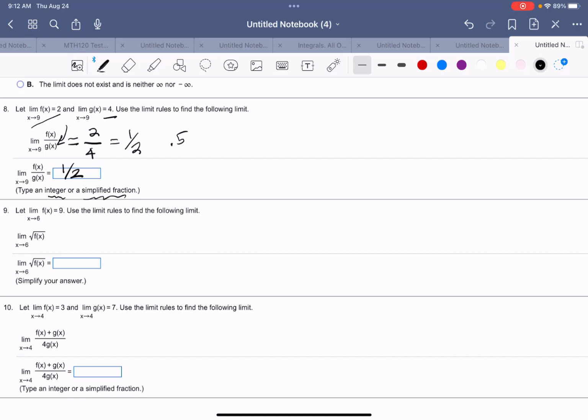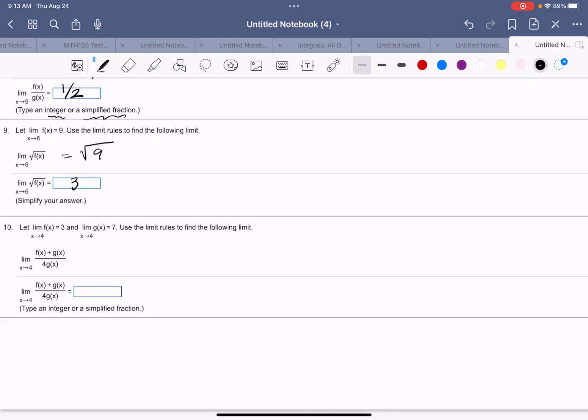Number 9, let the limit as x goes to 6 of f of x equal 9. Use the limit rules to find the following limit. The limit as x approaches 6 of the square root of f of x. So we know that this is going to be the square root of 9, which is going to be 3. So again, we can just substitute that limit in there and just take the square root of that.